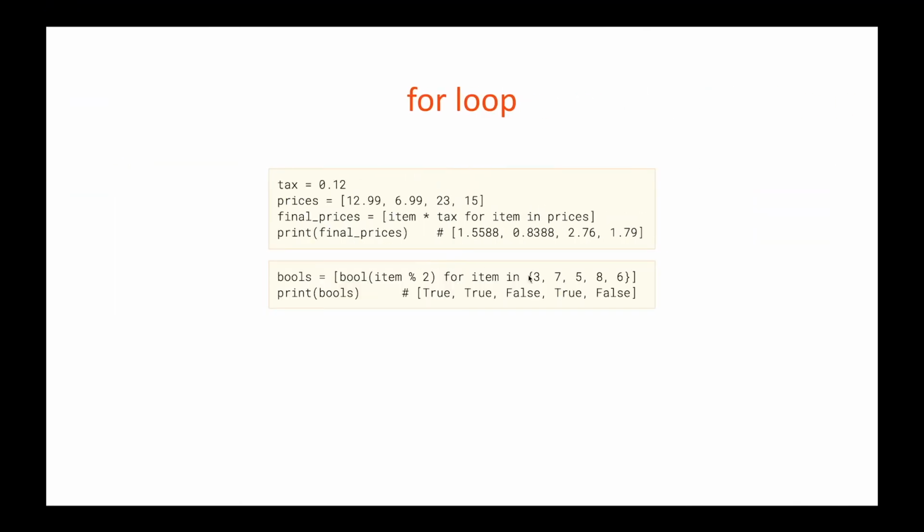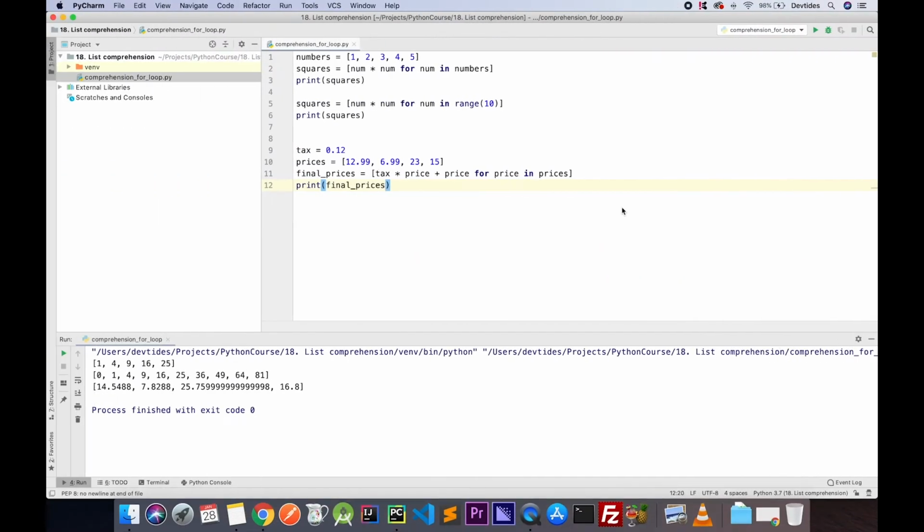All right, another example. Let's say we want to have the true value for odd numbers and false for even numbers. Okay, so the way we do that is we have the bool function of item mod 2 for each item in a set here. Okay, so let's try that in our code. So bools is going to be a list comprehension: bool of number % 2 for number in, and we have a set, and we can put some random numbers here.